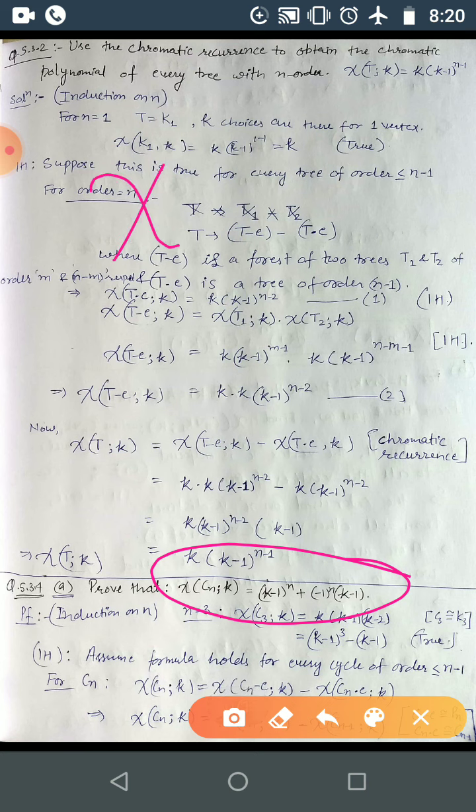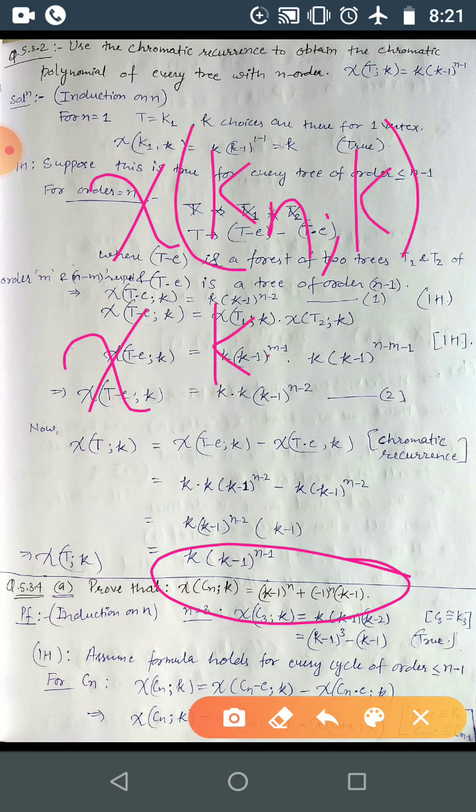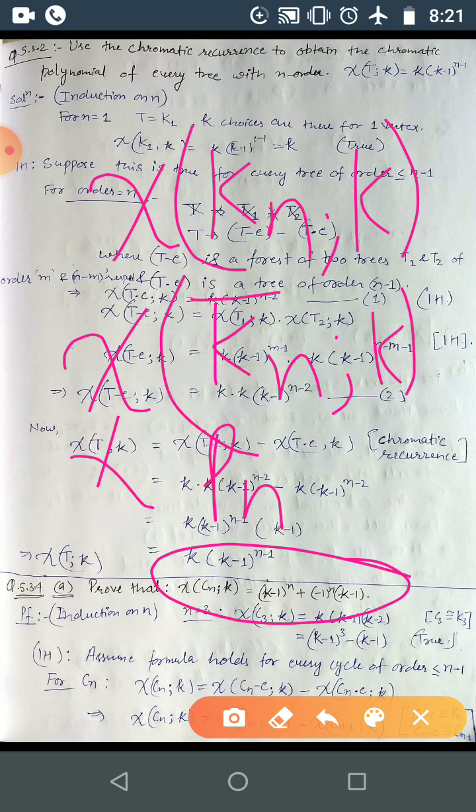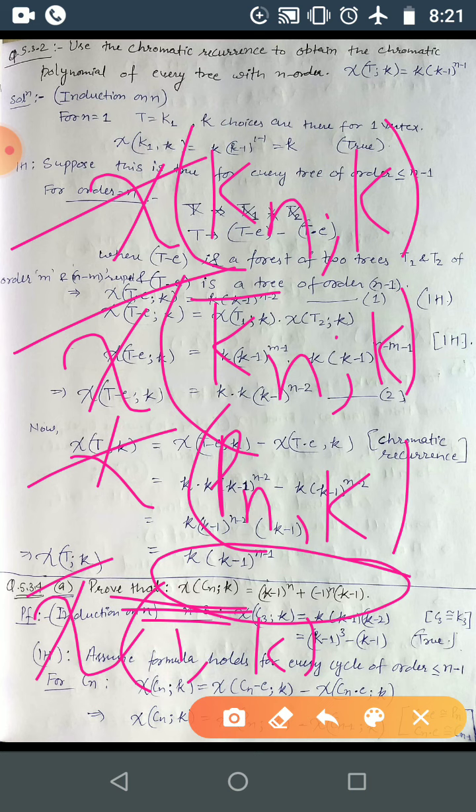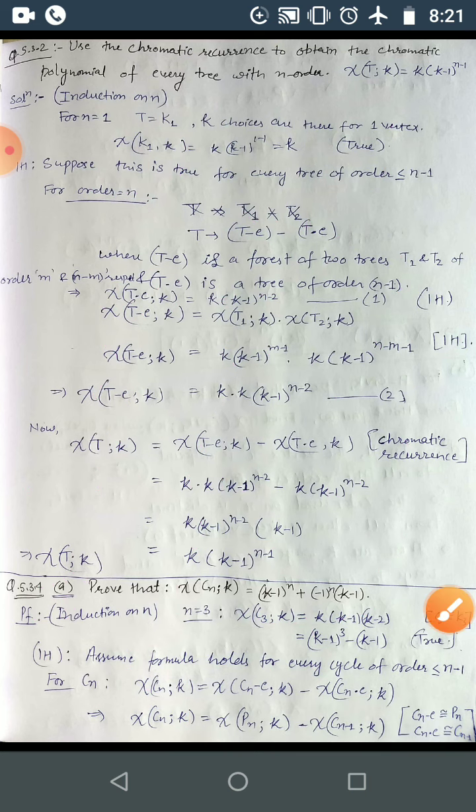Chromatic polynomial for Kn when k is at least n. Chromatic polynomial for Kn complement. Chromatic polynomial for Pn, or you can just say a tree. Obviously Pn you need to remember. And chromatic polynomial for Cn, that is given by this one, correct? And for every tree, chromatic polynomial for every tree of order n, this is also done. So these chromatic polynomials, whenever you need, you can apply in case of chromatic recurrence, okay?